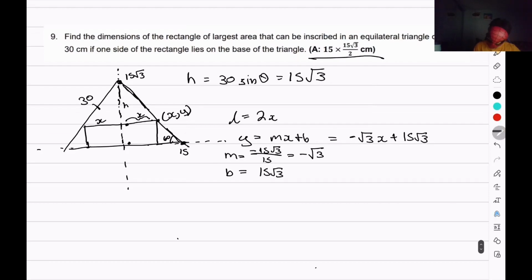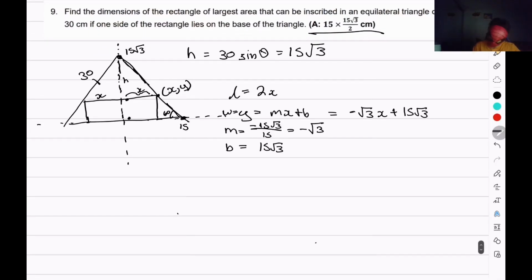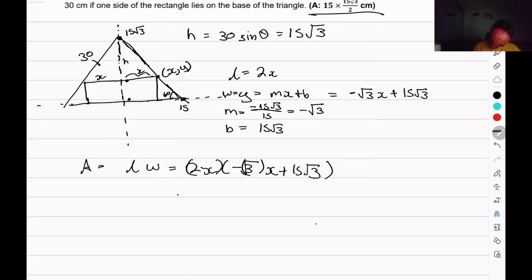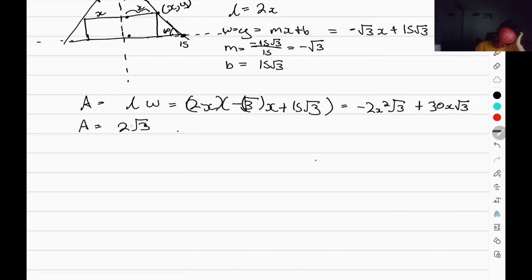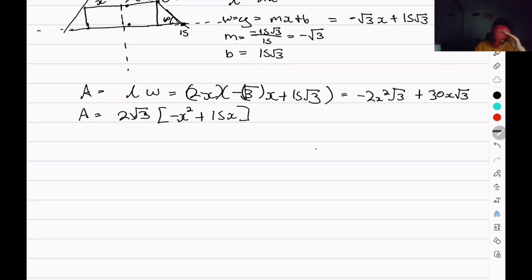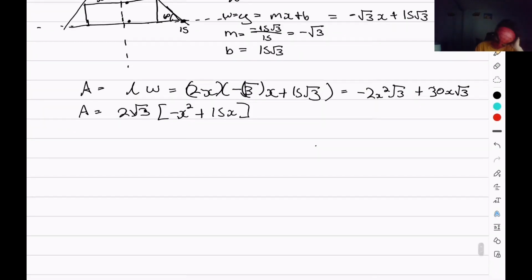Now we have the length, which is 2x, and then we also have the width, which is y, which equals negative root 3 x plus 15 root 3. Now we can plug it into the area formula, which equals length times width. Now that we have the simplified area equation, we can find the derivative of it and set it equal to 0. Find the critical point.